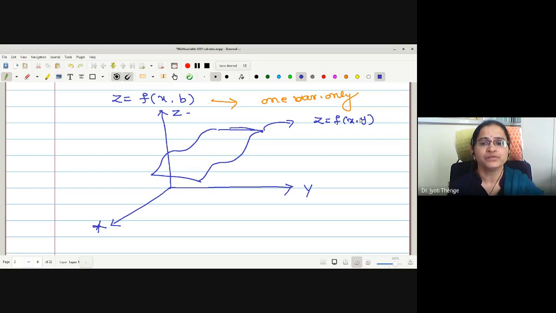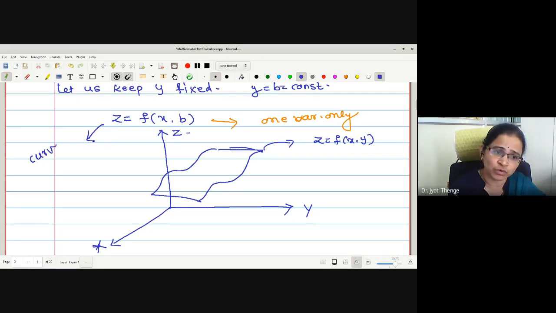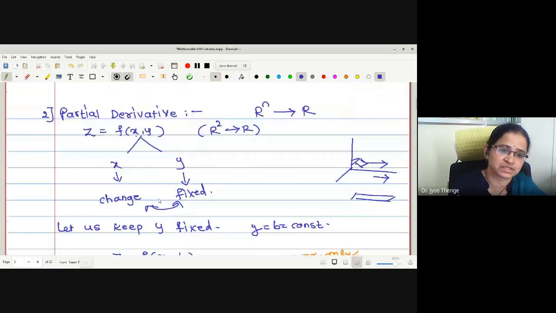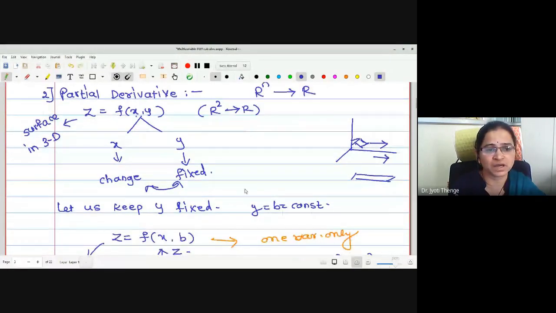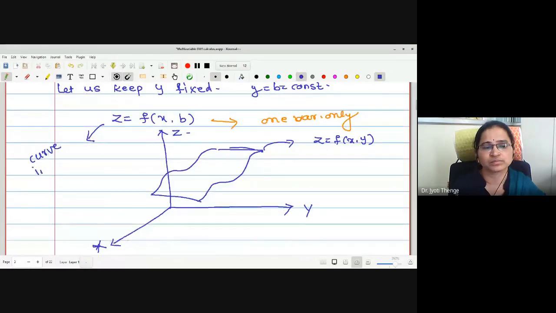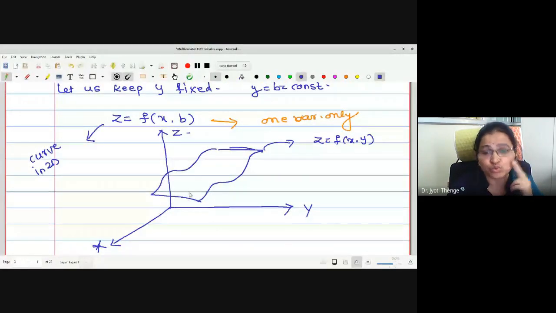Now what have we done? We have kept the value of y constant, that is y equal to b. Therefore, now this reduces to a function of one variable, so the nature is z equal to f of x type. Now this becomes a curve, no? This is actually a surface in three-dimensional space. Whenever we keep one of the variables fixed, this becomes a curve in 2D. Now let us check how we are going to get this as a curve.